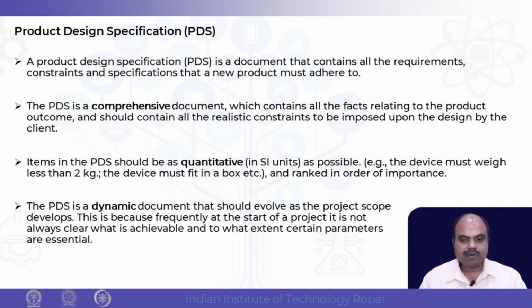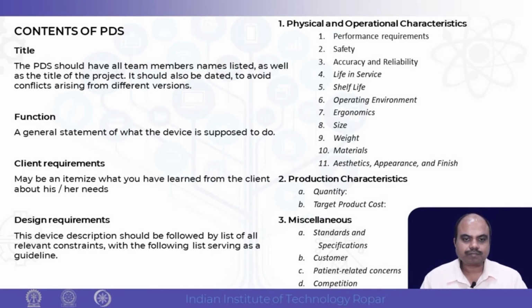It is a dynamic document; it evolves and frequently starts with the project. Sometimes it is not clear at first, so slowly the parameters come up. Now, we have one example, but for any other product you want to design, you will want to have a product design specification. In general, what things are required for a product design specification document?